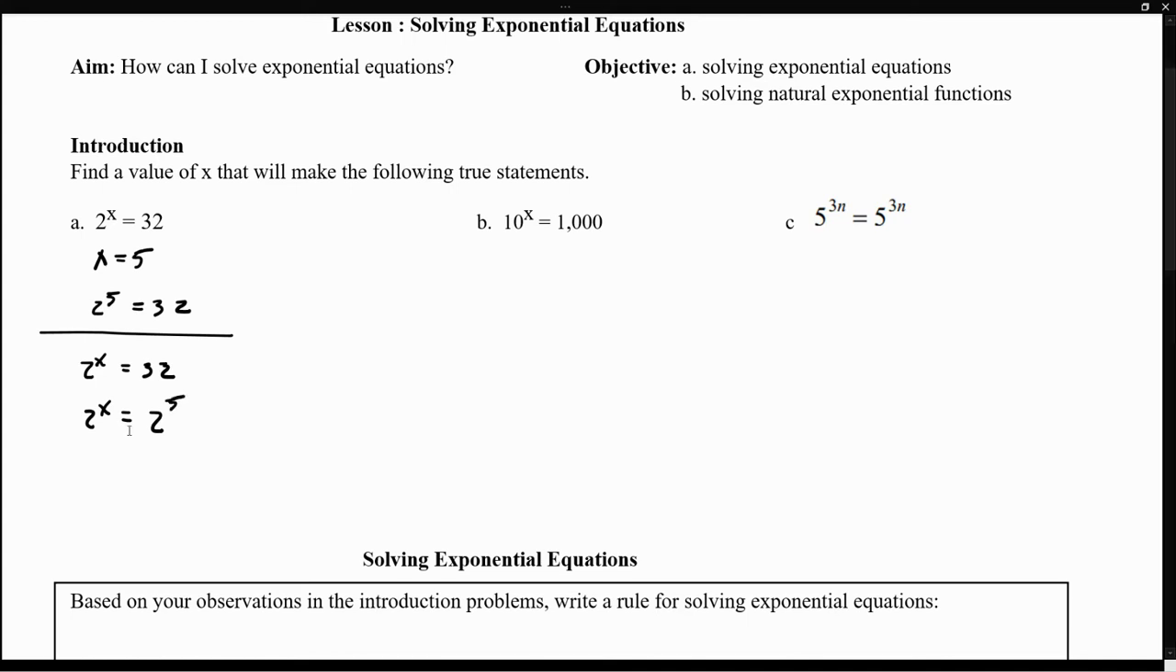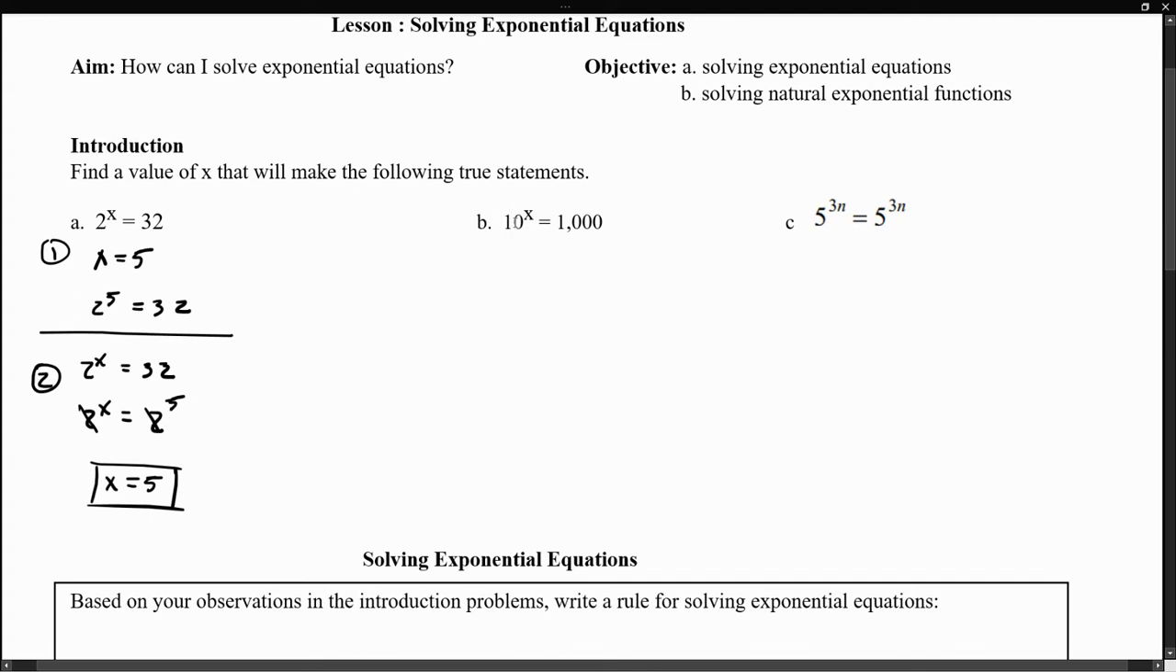Now that we have the same base on the left and the same base on the right, they cancel each other out, and we can say that x is equivalent to 5. This is the second method that we discuss here, what we call the same base method. As long as they have the same base on the left and on the right, they cancel each other out and the exponents are equal to each other. Let's try to do the same for example B.